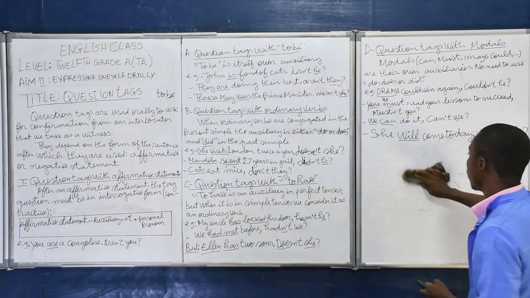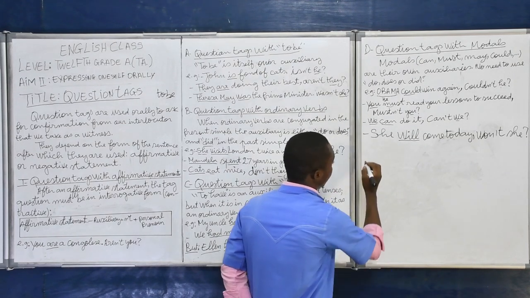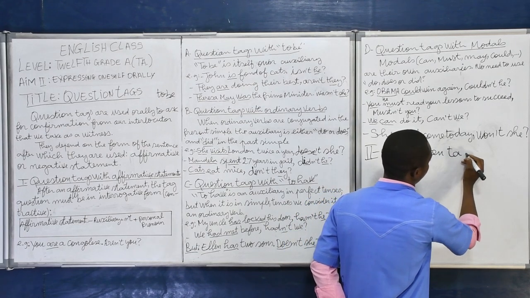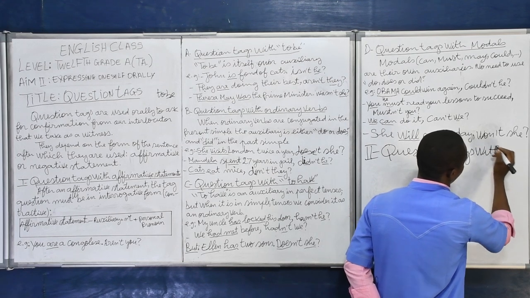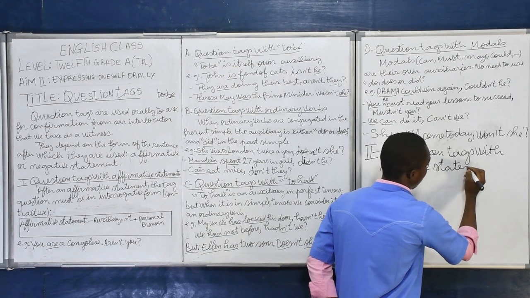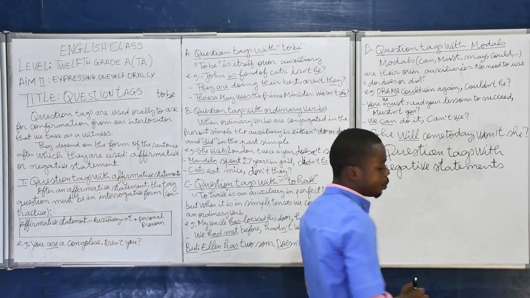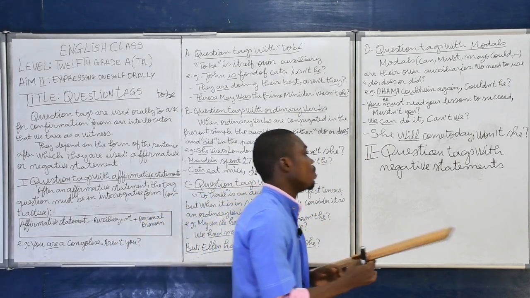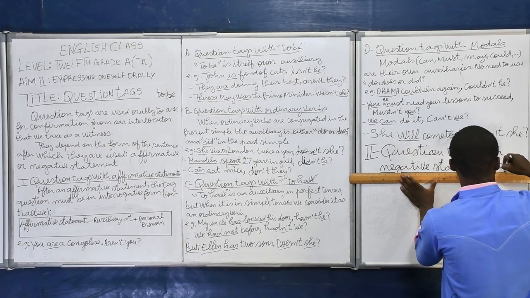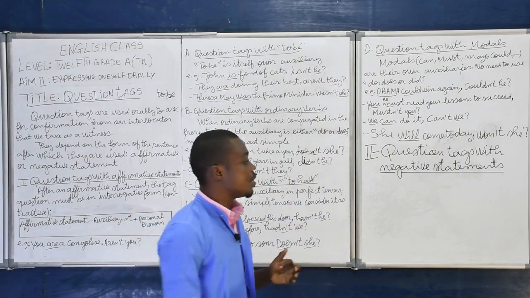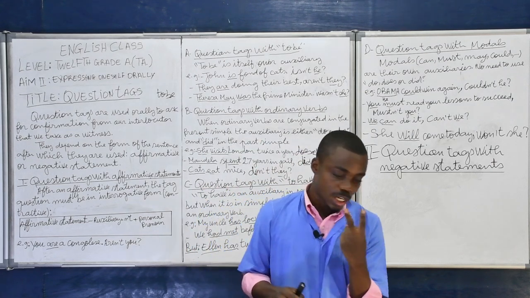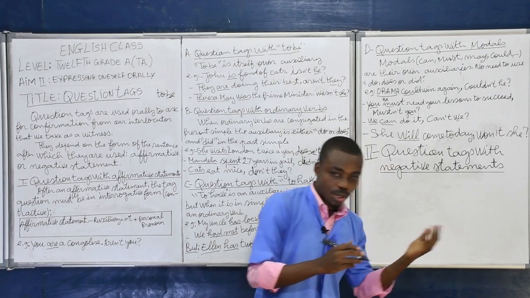Now, let's move to another aspect of our lesson. We're going to see question tags with negative statements. What do we do when the sentence to which we are asked to apply the question tag is in negative form? When the sentence is in negative form, the question tag is very simple. Why is it very simple? Because you first have the auxiliary, which is visible at any tense, and you just need two elements when putting your question tag. You need the auxiliary and the subject.